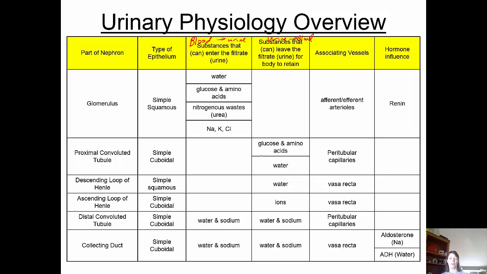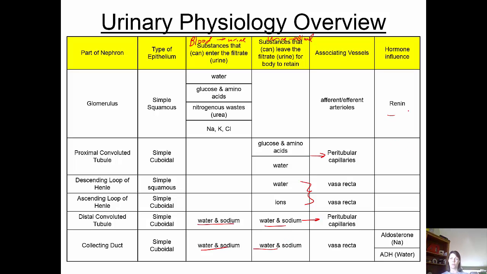And so where is that happening? It's happening in the proximal convoluted tubule. How does the blood get it back? The peritubular capillaries. In the loop of Henle, we can get water and we can get ions back to the blood. What capillaries are going to be in charge of taking those back? The vasa recta. In the distal convoluted tubule, we want water and sodium back, and the peritubular capillaries are going to do that. But hold on, that's a two-way street, depending on what the body needs. And in the collecting duct, both of them go back and forth, depending on what the body needs.